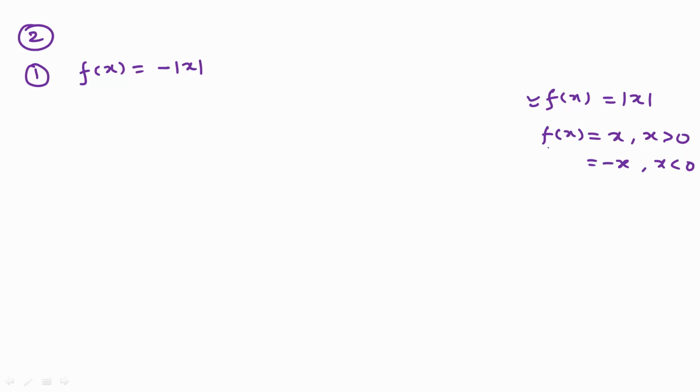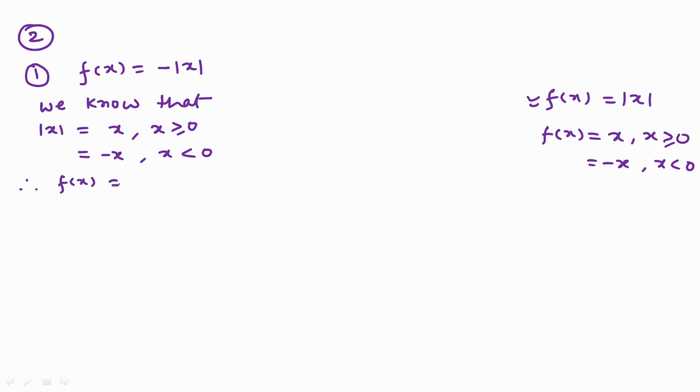Or you can write it like this: f(x) = x when x is greater than or equal to 0, or f(x) = -x when x is less than 0. So we know that |x| is equal to x when x is greater than or equal to 0, or -x when x is less than 0.